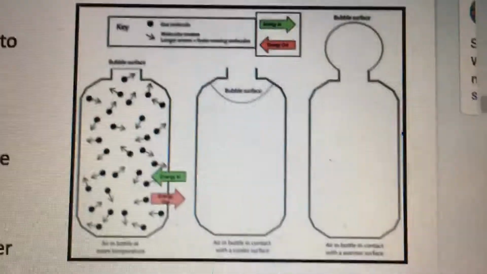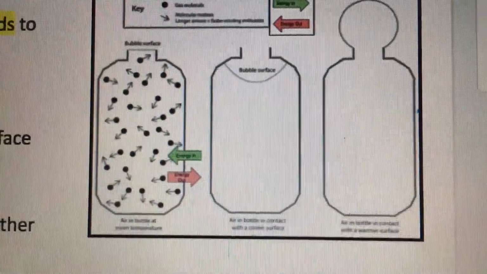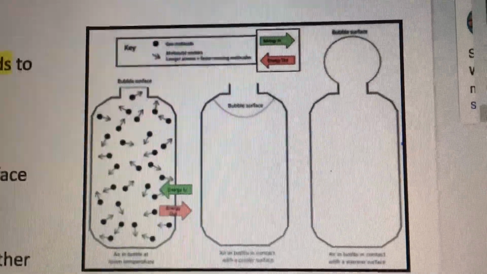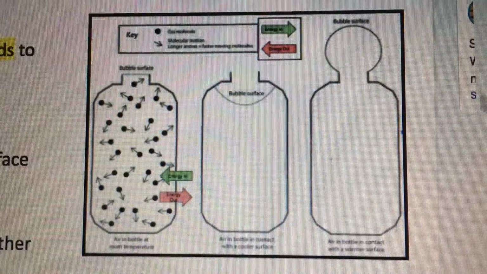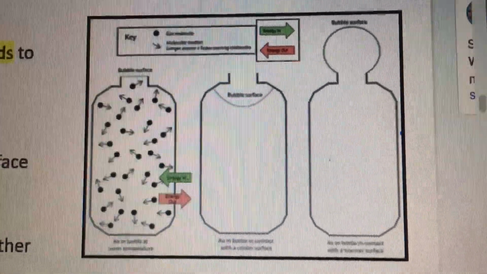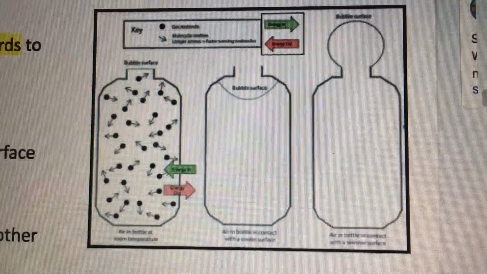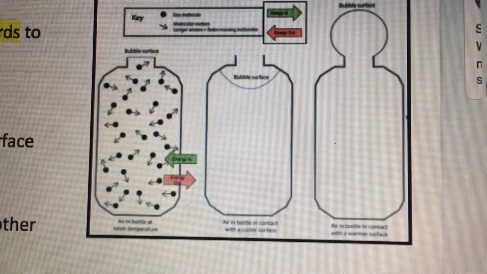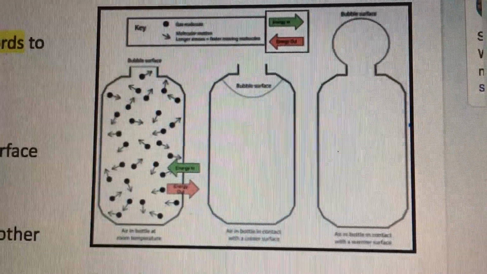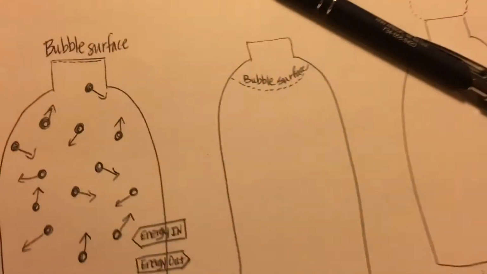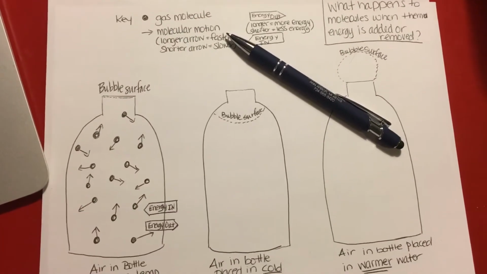You're going to need to draw 3 bottles. One that represents the air in a closed system in just room temperature. The second is representing air in a bottle that's placed in cold water. And then the third bottle represents air that's placed in a bottle that's then put into a warm or hot water bath. So the first thing that you're going to need to do is set that up. I've drawn mine here. I'll wait for you for just a moment, or you can pause the video for you to create your model.